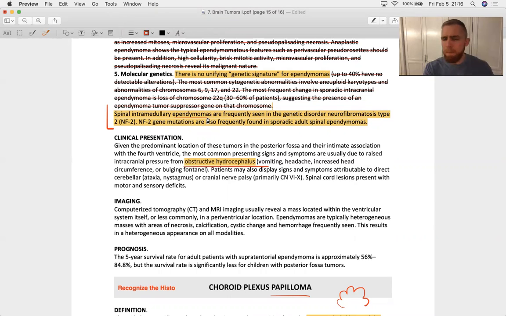NF1 has a lot more different presentations than NF2 does. But again, it's autosomal dominant, so it likes to present later in life, and it involves structural proteins. Okay.